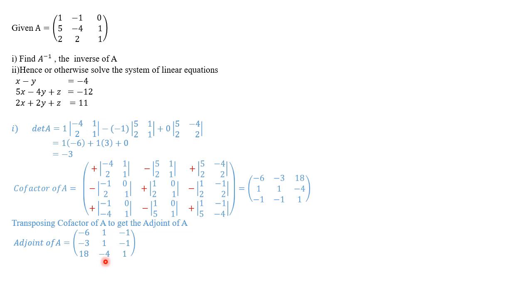So now we can write the inverse here. So the inverse is now very simple. The inverse is equal to 1 over the determinant times the adjoint, right? So this is our inverse here. All right, so now we go to the hence part here.